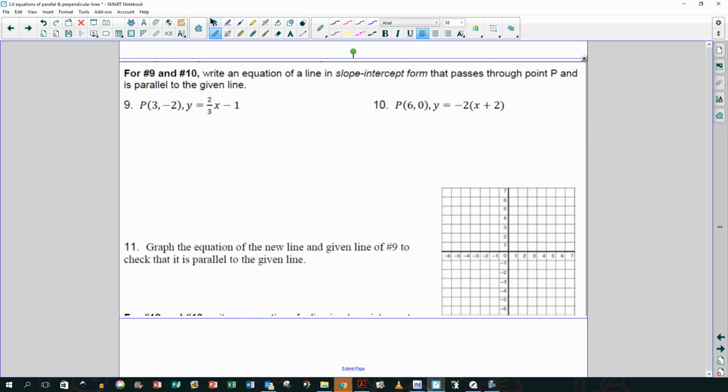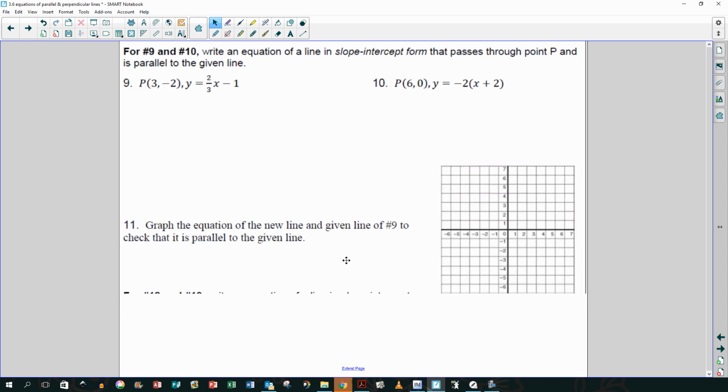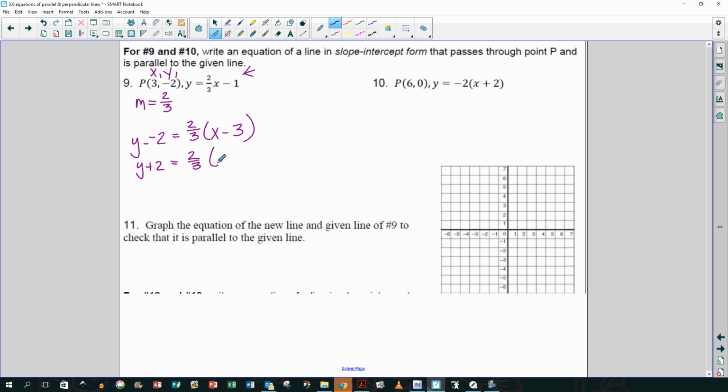Now we are going to write an equation of a line in slope-intercept form that passes through point P and is parallel to the given line. So here is my x1 and my y1. Here's my given line, so I need the slope. And since it's parallel, that has the same slope. So the slope is 2/3. So now using your point slope, y minus -2 equals m times x minus x1. So that's y plus 2 equals 2/3 times x minus 3.